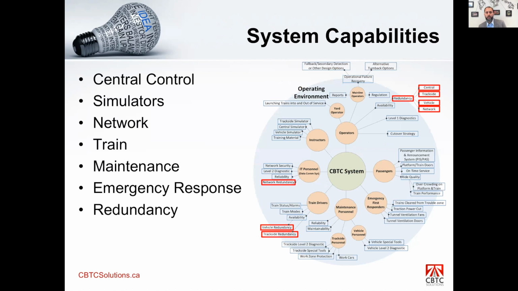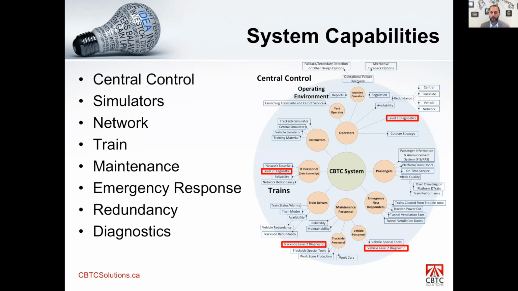Now, once you've finished that exercise, you'll also realize there are certain concerns or priorities which are common to several users. Redundancy is one of them. The operators are concerned with redundancy in central, trackside, vehicle and network. IT personnel are concerned with redundancy at the network layer. Train drivers are concerned with redundancy on the train and the trackside. So if you see something that's common like that, I would create a separate topic and call it redundancy, just to make sure the requirements we're writing aren't focused on any one user, but address all users or the entire system at the same time.